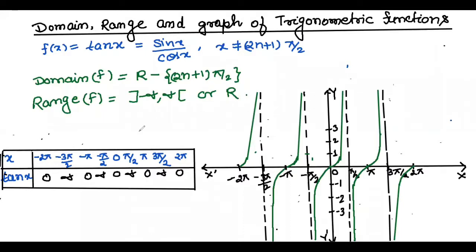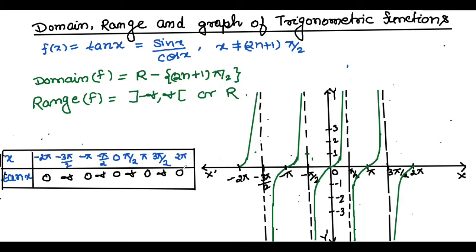Applying x equal to minus 2π, we find the value of tan x. Applying x equal to minus 3π/2, tan of minus 3π/2 is infinity. Now applying x equal to minus π, tan of minus π is 0. For x equal to minus π/2, tan of minus π/2 is infinity. Then x equal to 0, tan of 0 equals 0. Tan of π/2 is infinity. Tan of π is 0. Tan of 3π/2 is infinity and tan of 2π is 0. We can see that at odd multiples of π/2, meaning at π/2, 3π/2, minus π/2, minus 3π/2, tan x is not defined, meaning infinity.